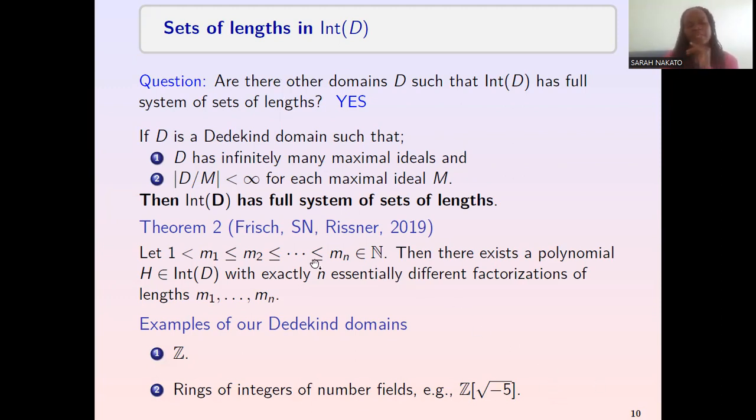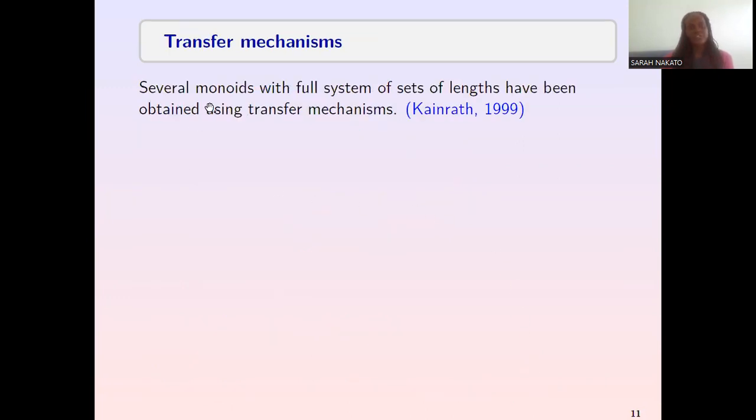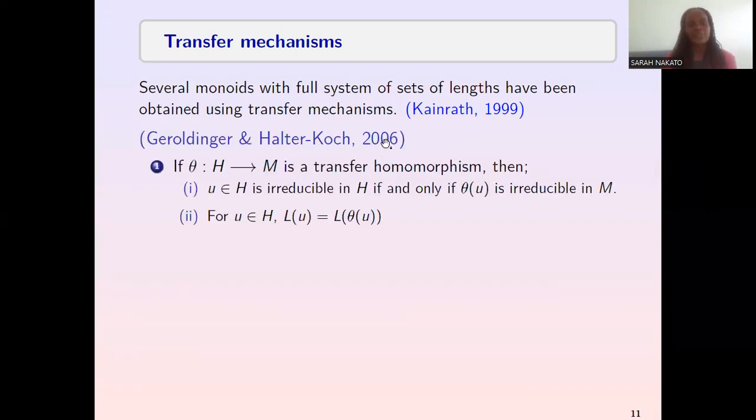Now, similar results have been obtained using transfer mechanisms. So what are these transfer mechanisms? Several monoids with full system of lengths have been obtained using transfer mechanisms. The first of its kind was by Professor Kainrath in 1999. The tool there is what we call a transfer homomorphism. So the transfer homomorphism transfers factorization properties from one monoid to another.